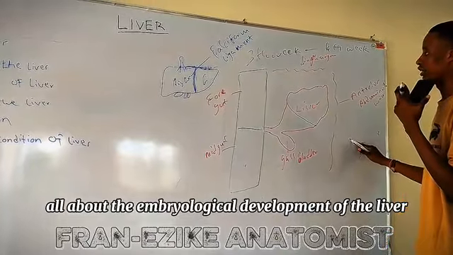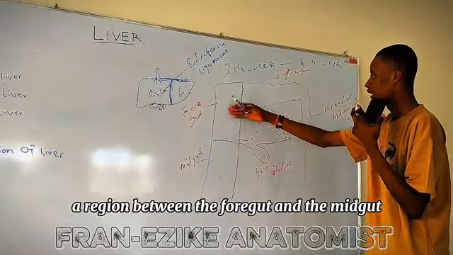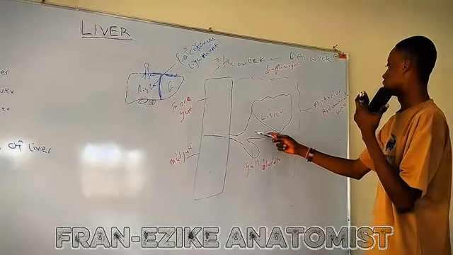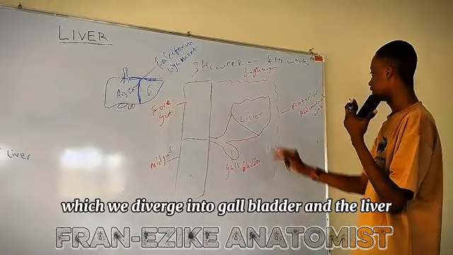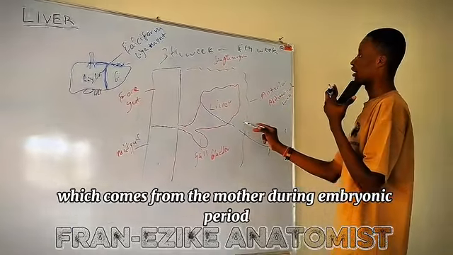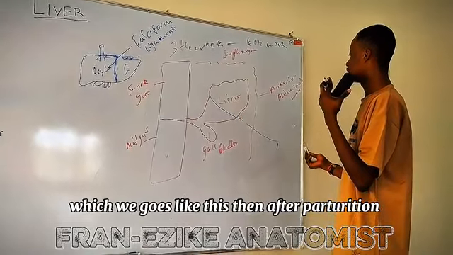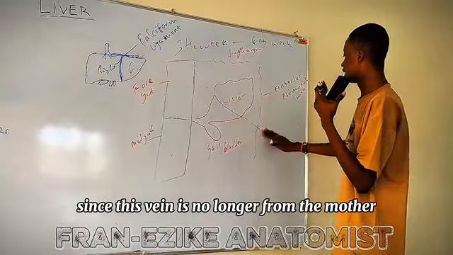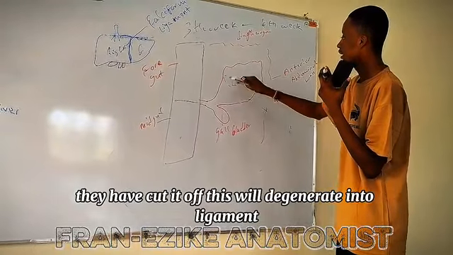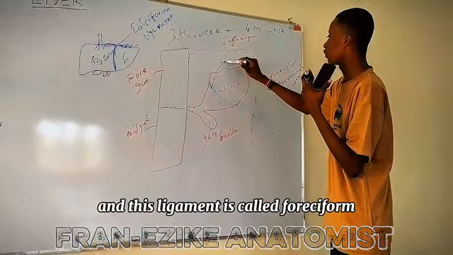That is all about the embryonic development of the liver. The liver starts from a region between the foregut and the midgut, mainly foregut, then develops as what we call a ventral diverticulum, which will diverge into the gallbladder and the liver. Then we have the umbilical vein, which comes from the mother during the embryonic period. Then after parturition, that is birth, since this vein is no longer from the mother, they have cut it off, and it will degenerate into a ligament that will separate the right lobe from the left lobe, and this ligament is called falciform ligament.